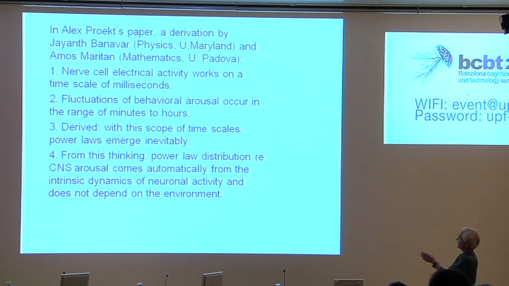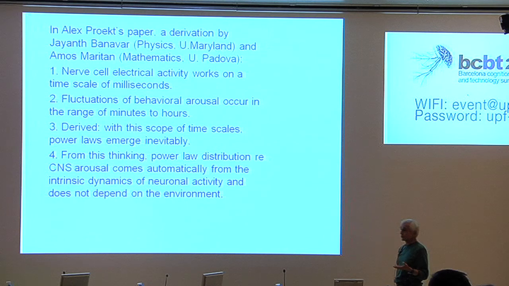Is it that from this thinking, power law distribution about CNS arousal derives automatically from the intrinsic dynamics of neuronal activity and does not necessarily depend upon the environment? It can depend upon the environment when we answer our emails, as half of you are doing. We may be generating power law statistics. And what's another example? The fish is another example, responding to food, generating power law statistics. So there can be environmental causes, but our data suggests that that doesn't have to be.